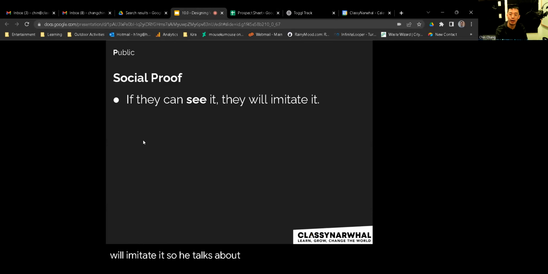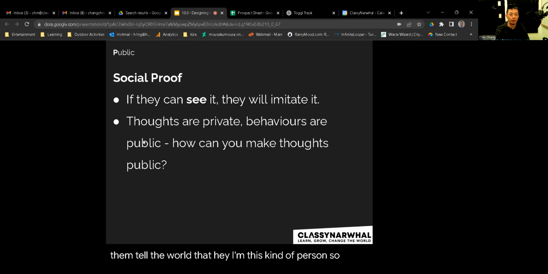So he talks about how certain behaviors, like let's say donating or voting, may not be inherently visible. So how can you manifest them in some way? Or he talks a bit about values, for example, which is why some companies and brands tend to stand out more than others, because they help people communicate their values. People associate their identity with that brand because it helps them tell the world that, hey, I'm this kind of person. So yeah, thoughts are private, behaviors are public. How can you make them public?